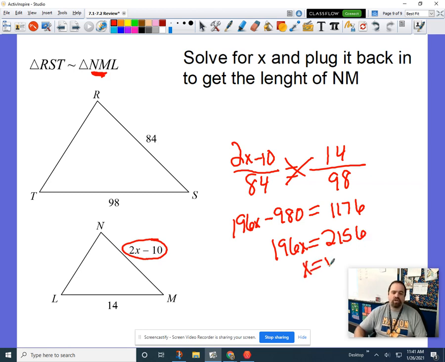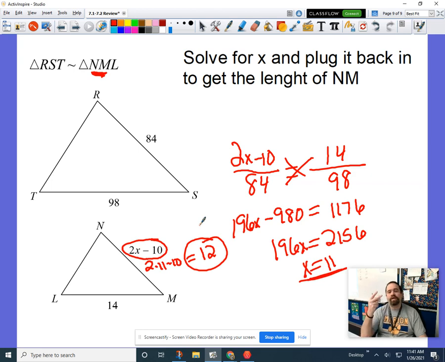Now, you're not done. Okay, you found the value for x. That is not the length of that side. Previously, you could stop because that was the length of the side since it was just a question mark. Here you've got an actual value that gets plugged back into an expression. So I need to know what 2 times 11 minus 10 is. That's going to be 12. Okay, so 2 answers on this one. X is 11. The length of the side is 12.